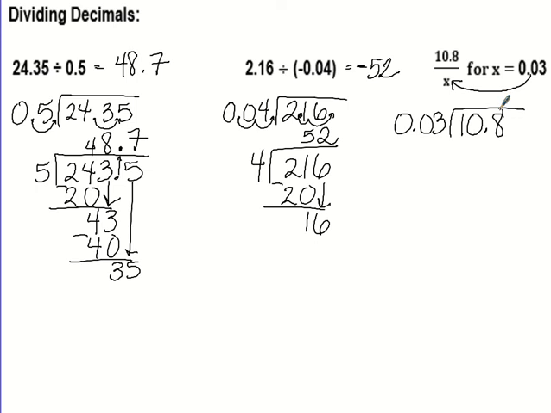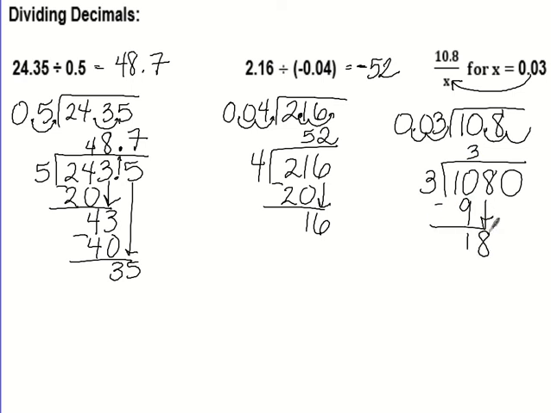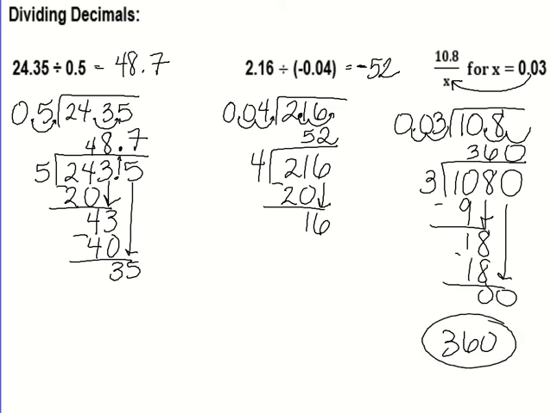Okay, I need the outside number to be whole. 1, 2. 1, 2. They have to match. Fill the blanks with zeros. So 3 goes into 10. We should have gotten 3. We get 18, which is perfectly 6. And don't forget to bring down that 0 to make it 0. They are both positive, so my answer is 360 positive.